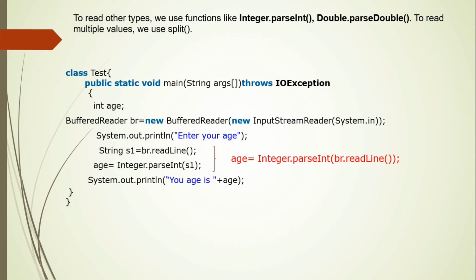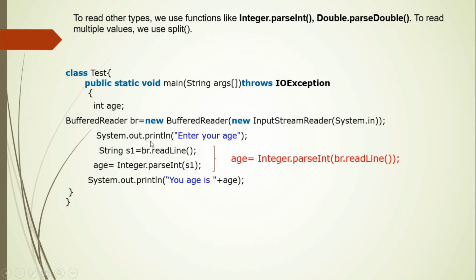But the BufferedReader class has a drawback. When we read with the readLine method, it always returns a string value. So, to read other types such as integer and double, we use the methods Integer.parseInt and Double.parseDouble.